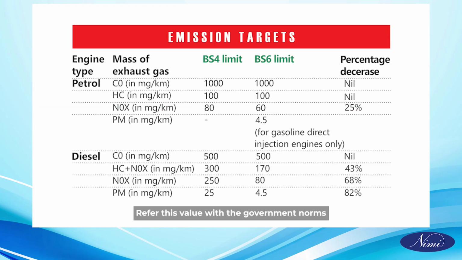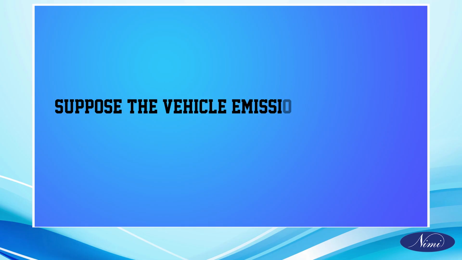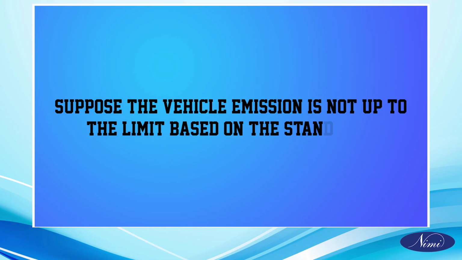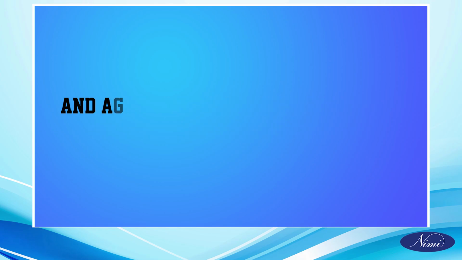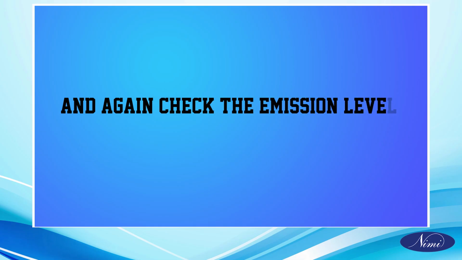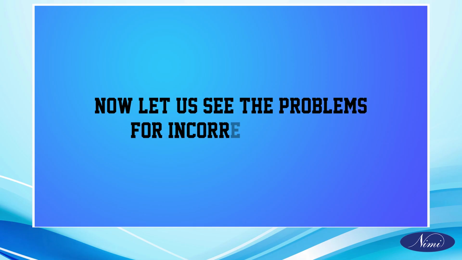Refer these values with the government norms, BS standards. Suppose the vehicle emission is not up to the limit based on the standards, then rectify the problem in the vehicle and again check the emission level. Now, let us see the problems for incorrect levels.